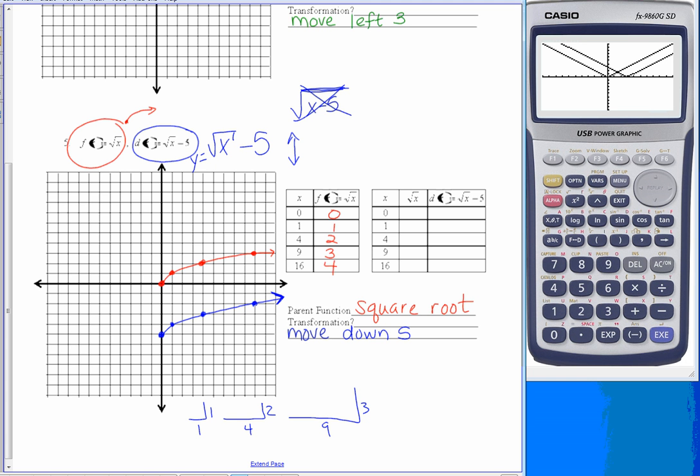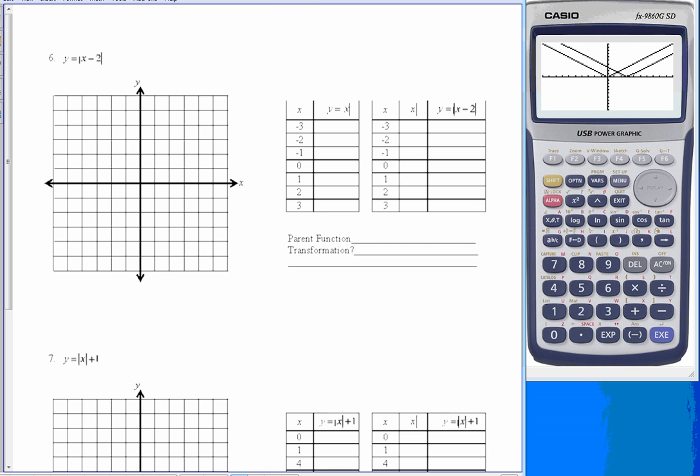Okay, let's see if we have anything else here. All right, the absolute value of x minus 2. Well, I should look at this function and say, absolute value, that tells me my graph needs to be a V-shape. What do I have? I have a minus 2. That tells me I'm going to move 2 in some direction. I've got to think where it is. It's inside the symbols. It's with the x. The x is left and right. So that means it's going to move 2 left and right. Inside is always the opposite of what you think.